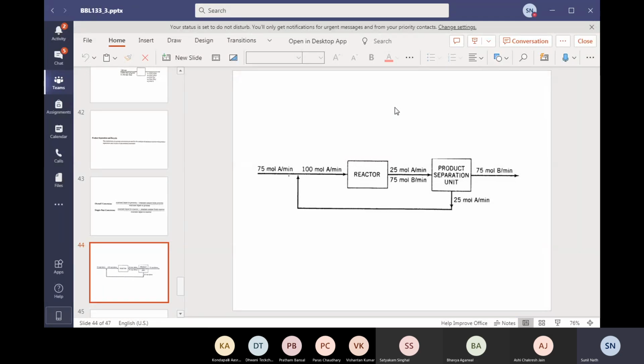You must not confuse the two conversions in any question. If it's given overall, then apply the correct formula. Sir, overall conversion for A should be 100%. Yes, because nothing is going in the output. 25 moles per minute is coming in, and the numerator and denominator are the same. So of course you are getting 100%. Now what about the single pass?